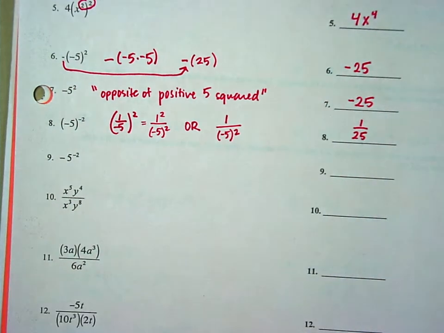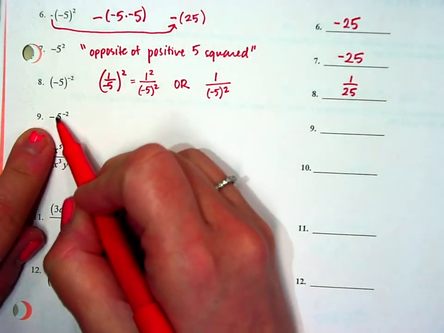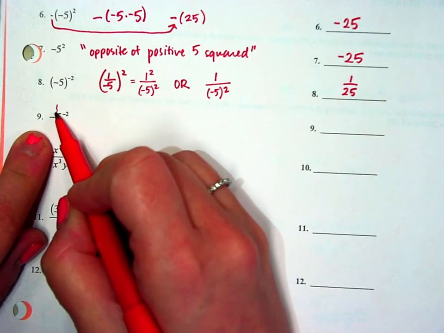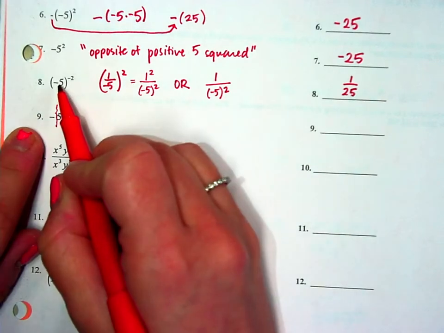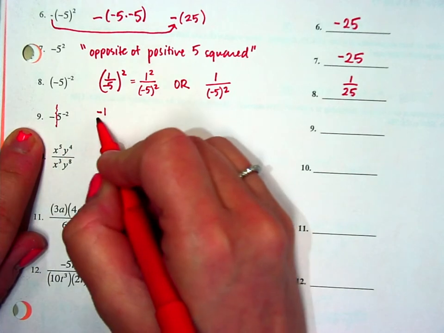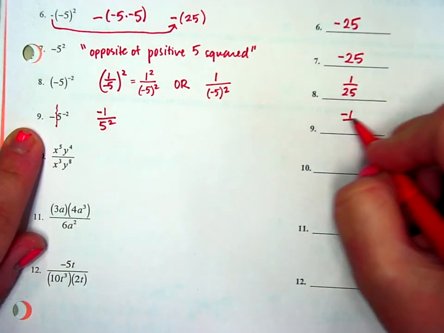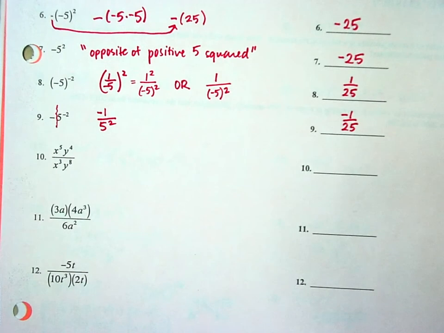Okay. Number 9. Again, now the 5 is just to the negative 2. This is kind of separated, this negative, because it's not grouped like in number 8. So you basically have negative 1 in your numerator, and then you have 5 squared in your denominator, right? So this is negative 1 over 25 for number 9.